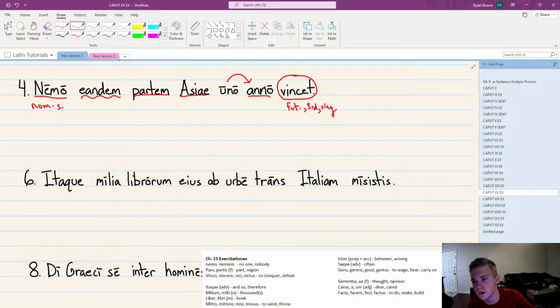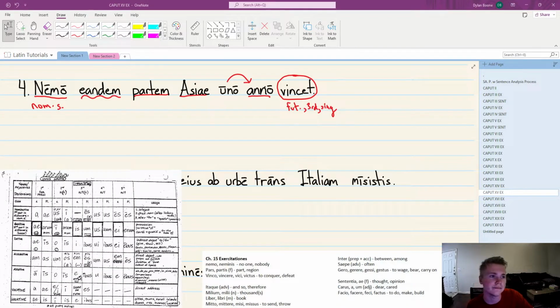Partem comes from pars partis, third declension. So partem, em, partem. If that's is, then we take off the is, add the m, partem, accusative, singular. I think pars is feminine. Yeah, feminine. Asiae comes from Asia, Asiae. So we have a couple of options, as always. Genitive singular, dative singular. I'm not even going to write nominative plural since we know that our subject is singular. But we know that this is all feminine, right?